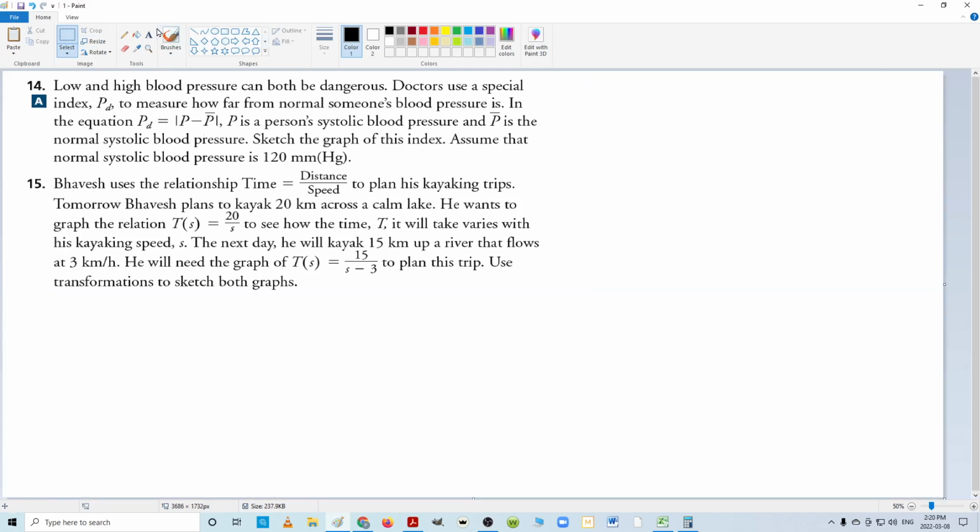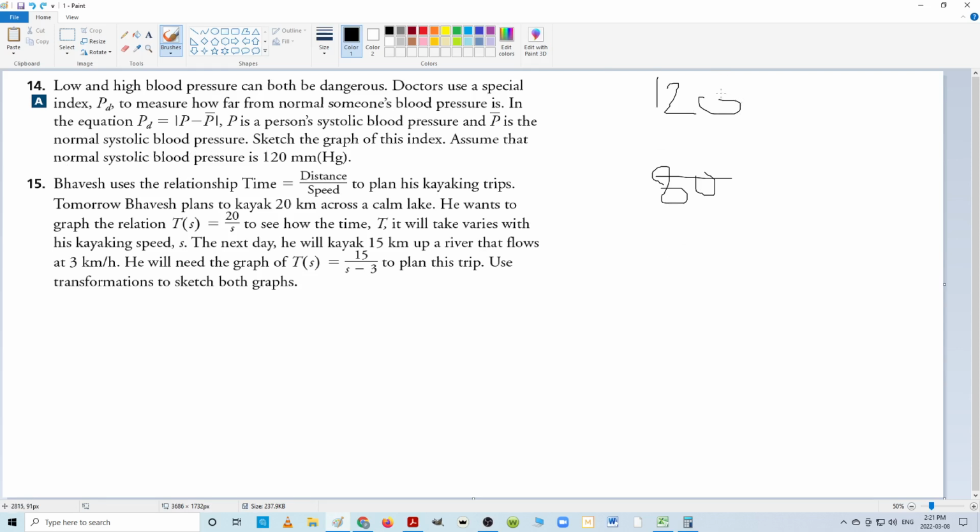Low and high blood pressure can both be dangerous. The doctor uses a special index, PD, to measure how far from the normal blood pressure is, and the equation is in a sense sort of an absolute value. This makes sense. So 80/120 is blood pressure, and it's clear that the middle point of this is 100. So when you're 20 up above or 20 below, it's fine. But anything in excess of that is considered the start of high or low blood pressure.